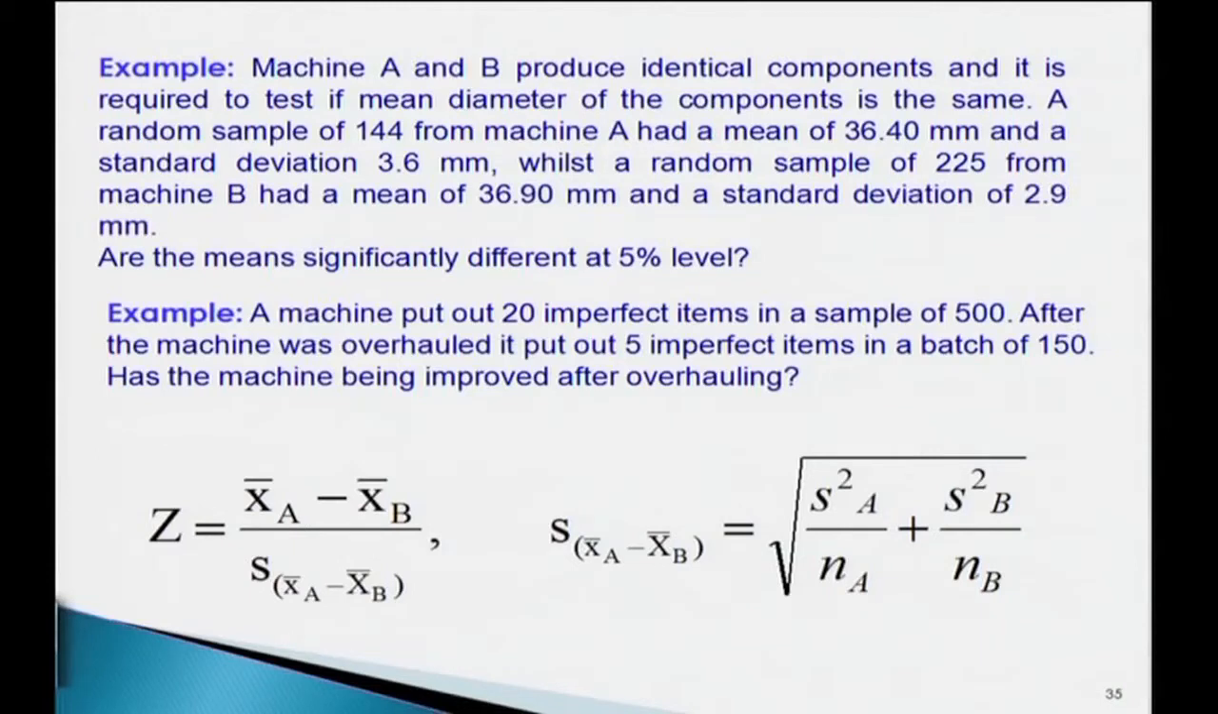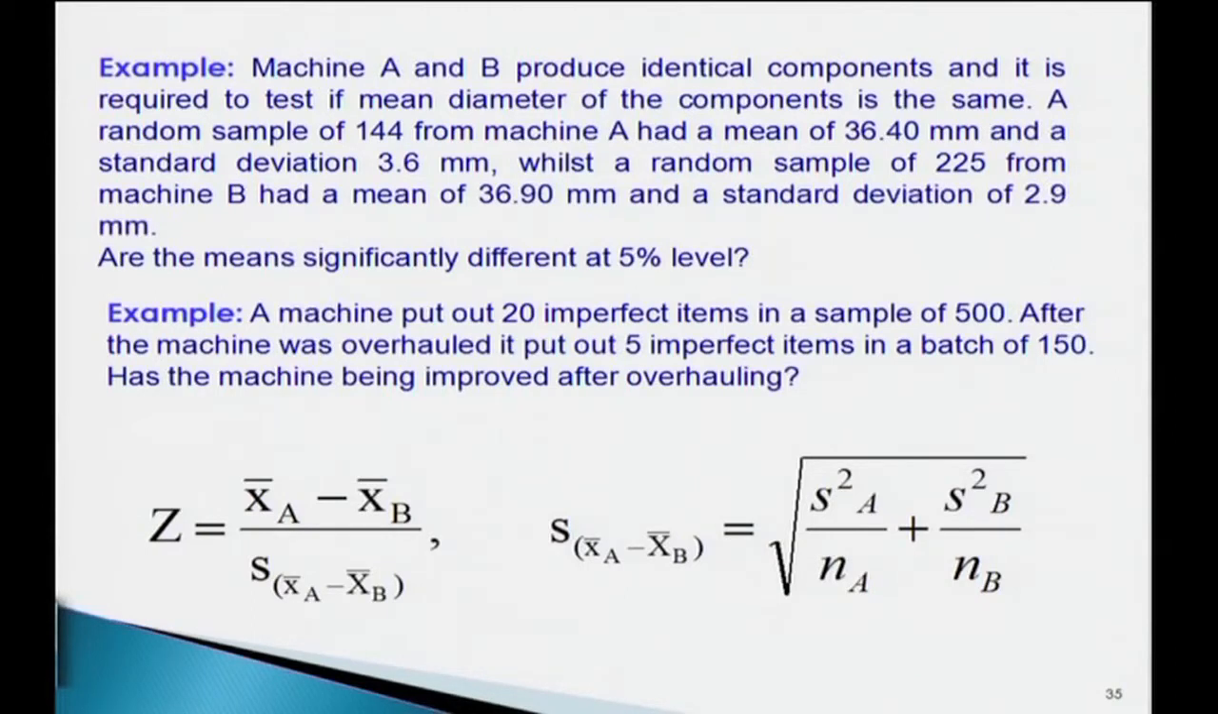So, what information is given? There is a random sample of size 144, another random sample of size 225. Two random samples are given, both are greater than 30, right. So, this will come under large sample obviously. Then we are given the average of the first sample, we are given the average of another sample. So, two averages are given. The question is, are the means significantly different?